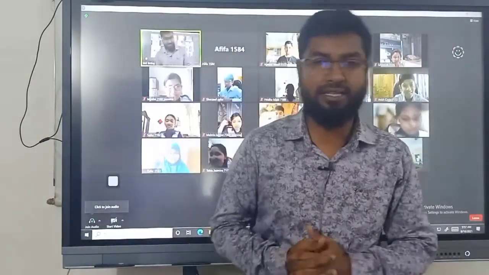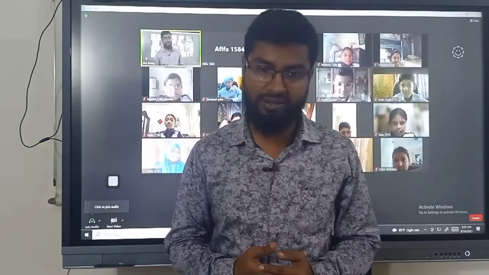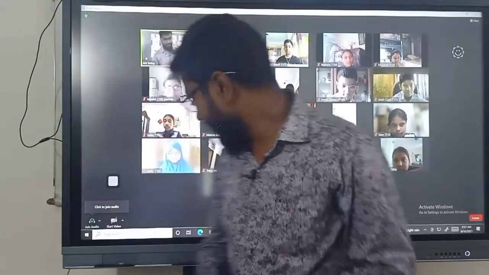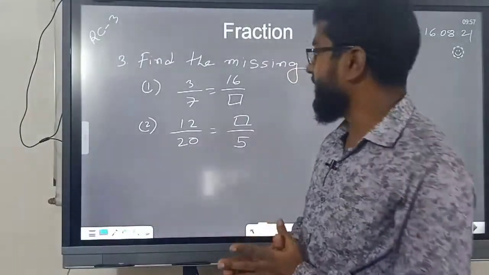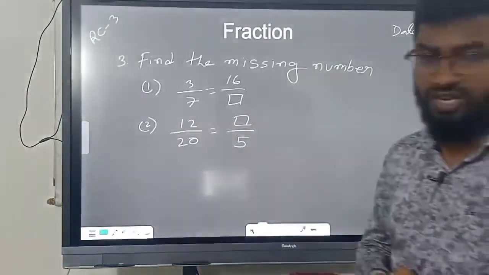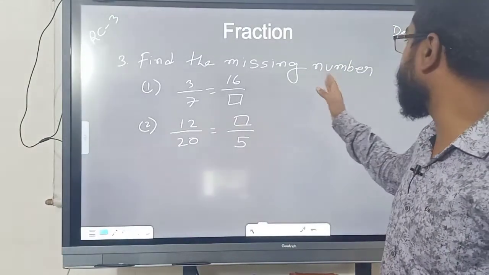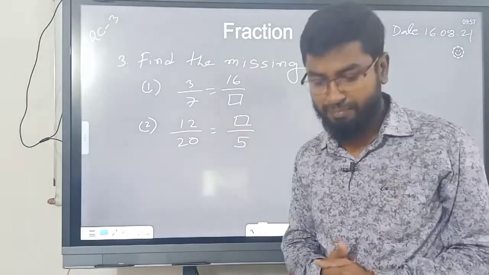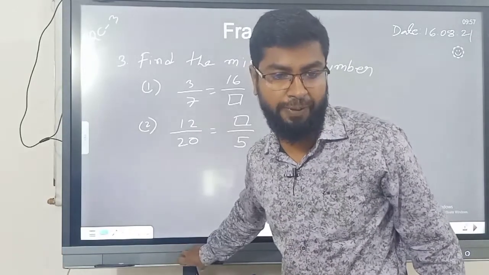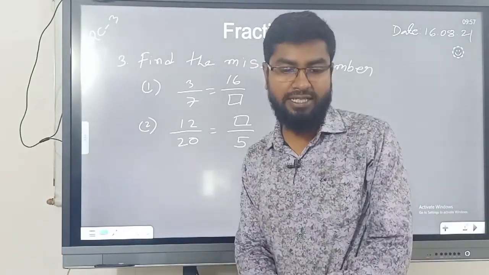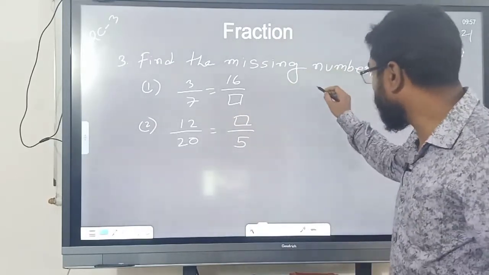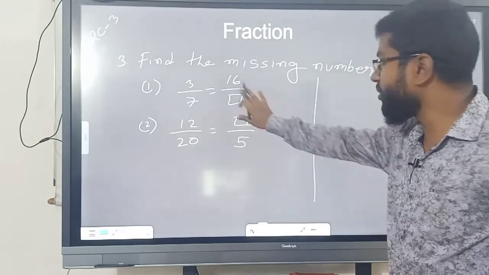Let's start our class. Today the revision class is going on. So, what will we start? Fraction. Find the missing number. How will we find the missing number in a short period of time? Just follow the tricks. What will be the tricks?